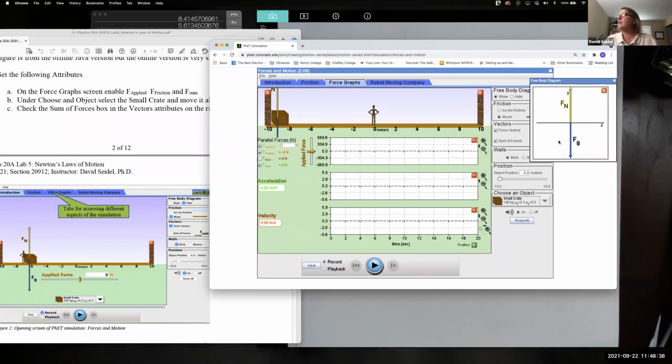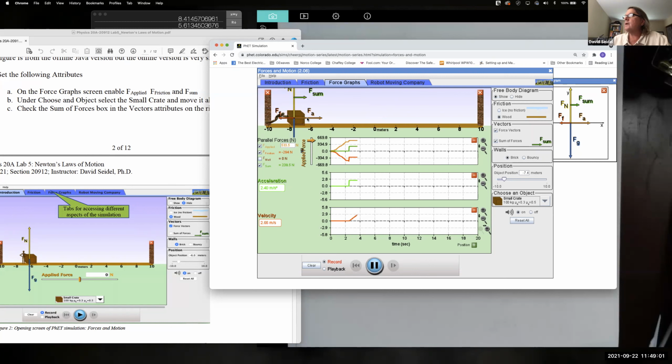The only forces present right now are the normal force and the gravitational force. I start pushing on it, and I get a force of friction and an applied force. Force of friction, and it starts going. Now, as soon as I broke through the static friction, I started getting kinetic friction, and I got a sum of forces. Now, when I let it go, the sum of forces is to the left, opposing motion.